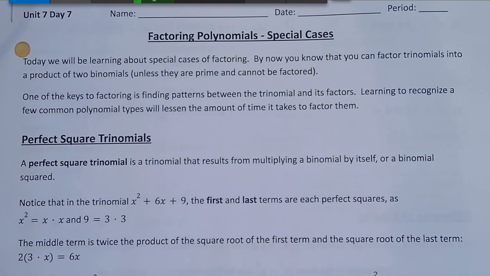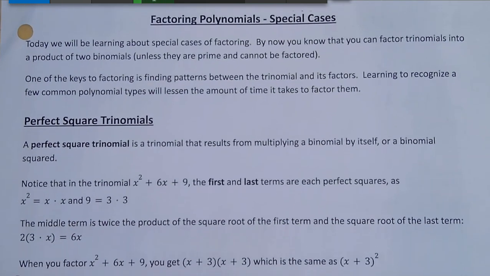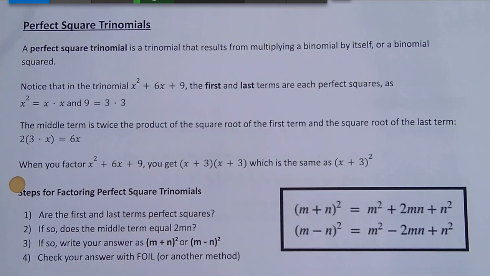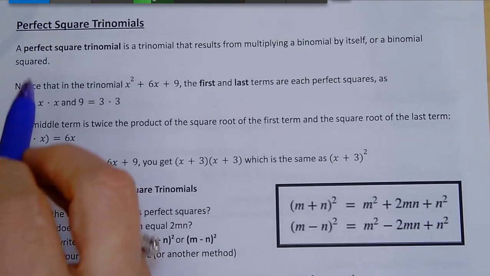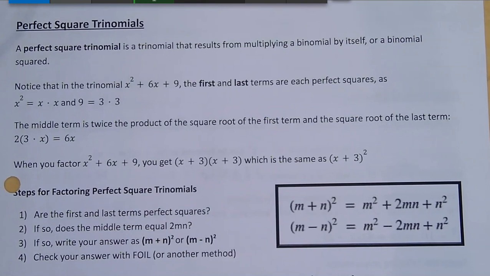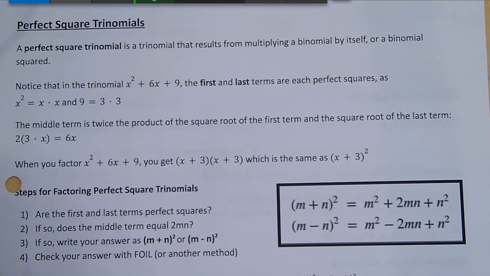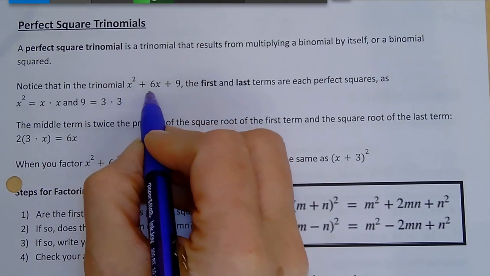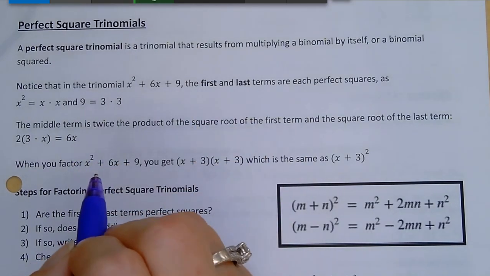So Unit 7 is polynomials. We are still factoring our polynomials, and we're going to talk about special cases today. So first, I want to talk about trinomials that we can call perfect square trinomials. Perfect square trinomials follow certain rules. An example one is this x squared plus 6x plus 9.